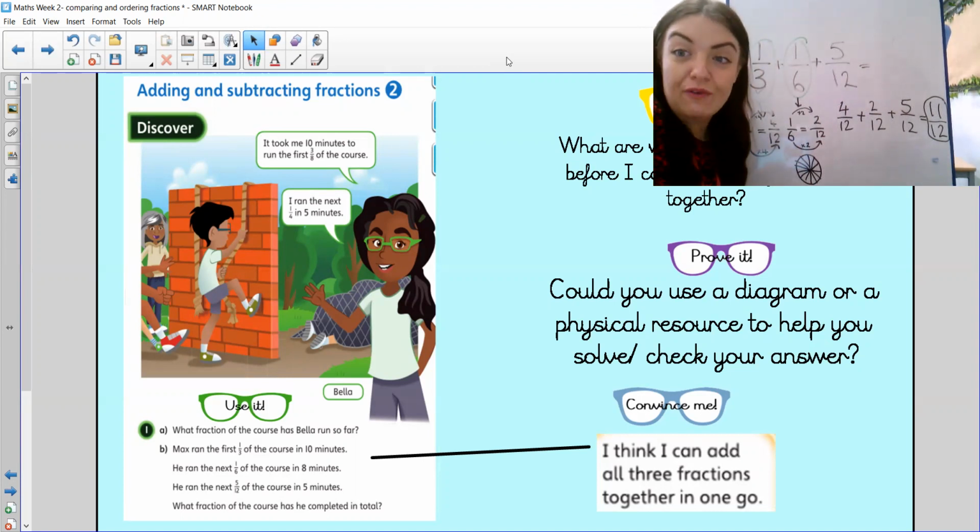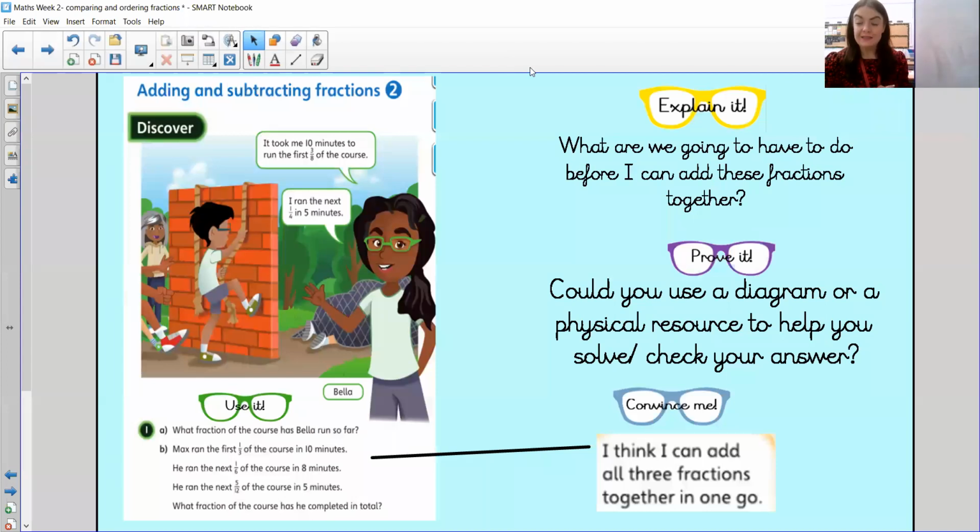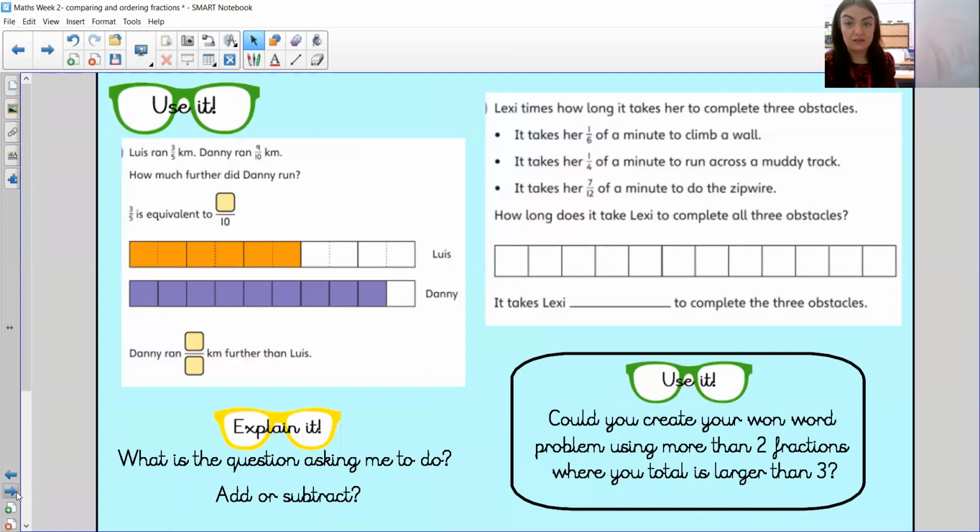Well done to you, if you got those correct. Fantastic. So hopefully that has brought back all of those skills that we've been doing over the last 2 days. So let's get on to some more practice. So this is use it. I want you to have a go at this, applying all that method that you've used so far.